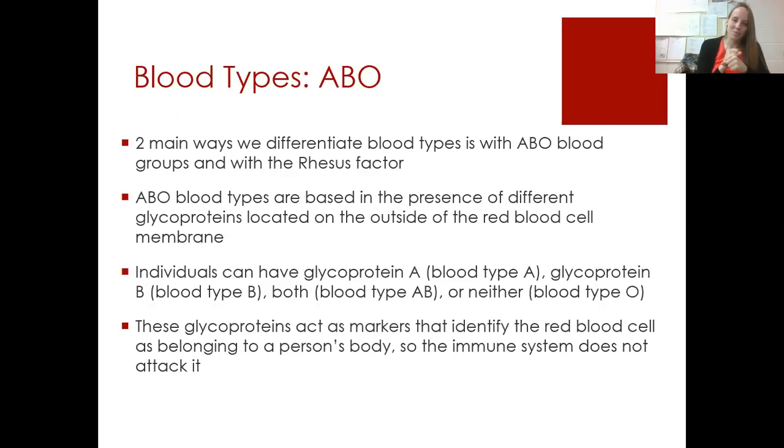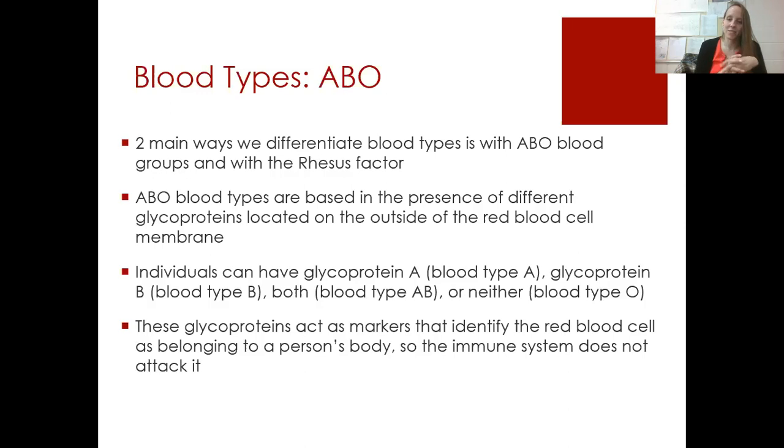Okay, blood types. There are a bunch of different blood types, but there are two main ways that we tend to type blood. One is with ABO groups and one is with something called the rhesus factor. The ABO groups are just based on the presence of either an A or B or both glycoproteins on the outside of a cell. If someone has only glycoprotein A, then they're blood type A. If they have only glycoprotein B, they're blood type B. If they have both glycoproteins, then they are blood type AB. And if they have none of those glycoproteins, they're blood type O.